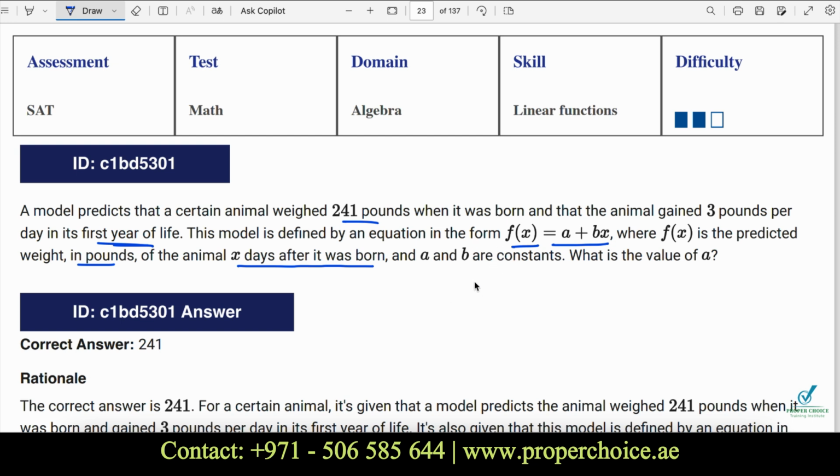So what is the value of a representing here? Again, if you replace it, this is the initial weight of the animal when it was born. I can rewrite it as f(x) = 241 + bx, where a represents the initial weight. b is the rate at which the animal grows per day, and for x number of days we can calculate the total weight. So a represents the initial weight of the animal, so the value of a is 241.